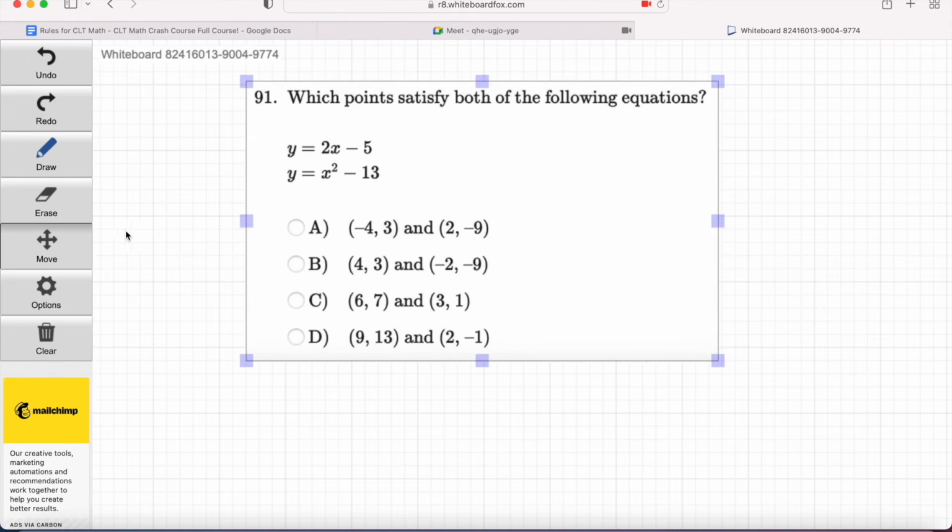Go and read question number 91 for us, please. Which points satisfy both of the following equations? All right, it's a system of equations here. There's an algebraic way to do it. I don't want to do it.